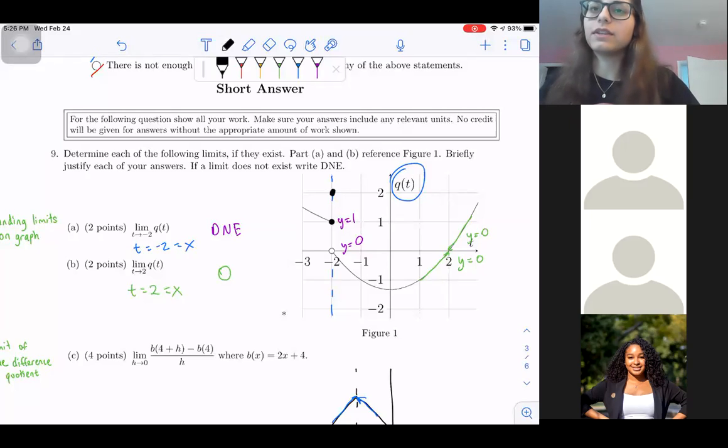So when you have a true limit, either way you come at it, you'll get the same answer. If you don't get the same answer, your limit cannot exist. It's no longer a limit.